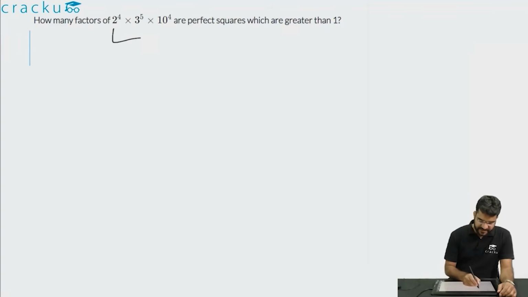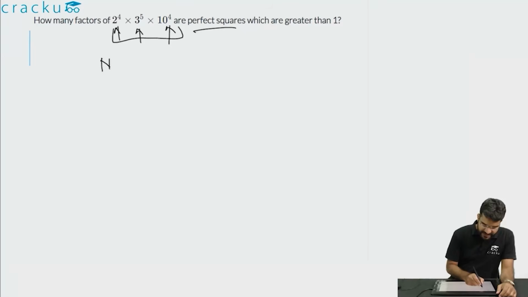In this question, we are given a product of 3 terms, 2 to the power 4, 3 to the power 5 and 10 to the power 4. We are required to find out how many factors of this number are perfect squares. So whenever you want to find out how many of the factors are perfect squares, you have to first do the prime factorization. In this case, 2 is a prime factor and 3 is a prime factor, but 10 is not a prime number. 10 is actually equal to 2 into 5. So the first step should be to actually do the proper prime factorization of the given number.